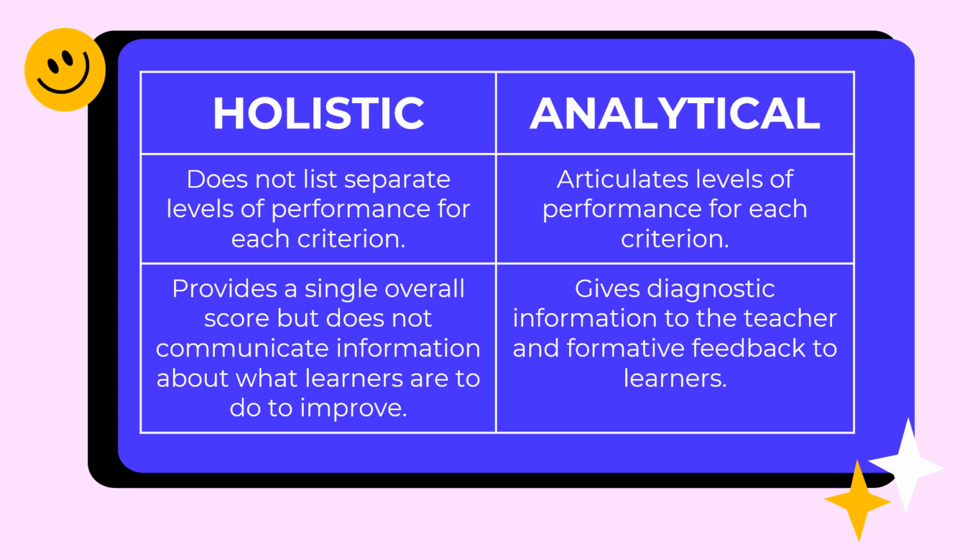Holistic does not list separate levels of performance for each criterion, while in analytical, it articulates levels of performance for each criterion. Holistic provides a single overall score but does not communicate information about what learners are to do to improve. But in analytical, it gives diagnostic information to the teacher and formative feedback to learners.